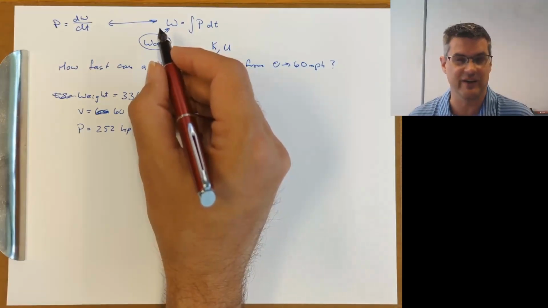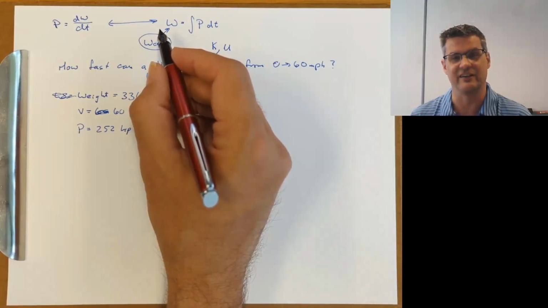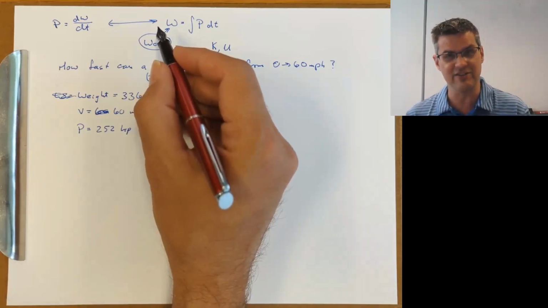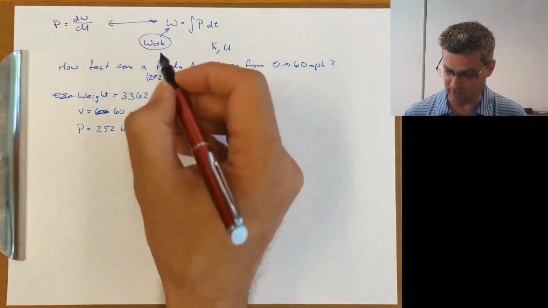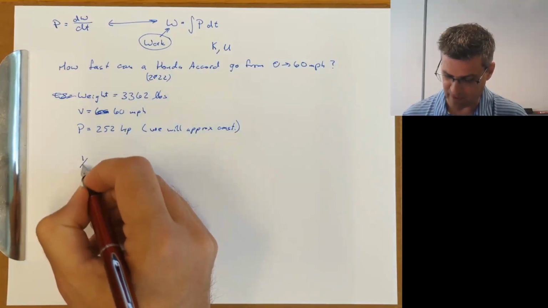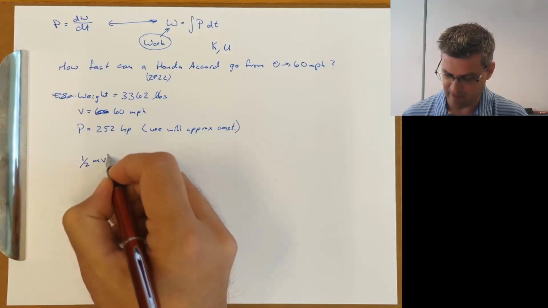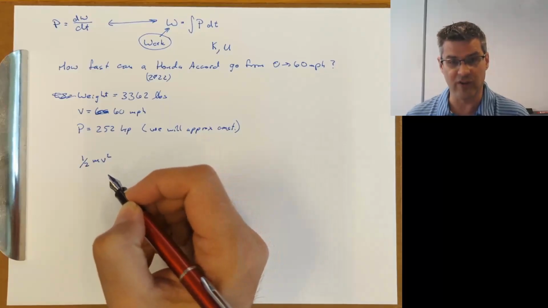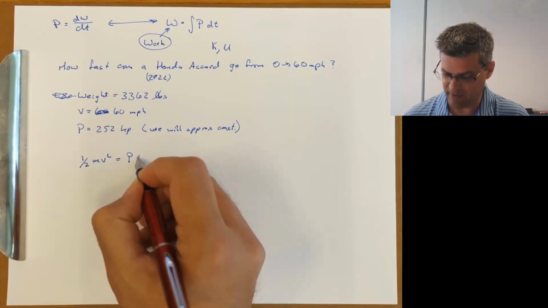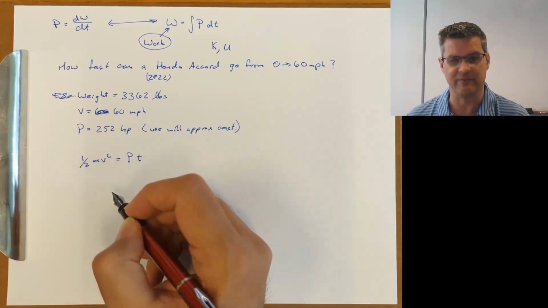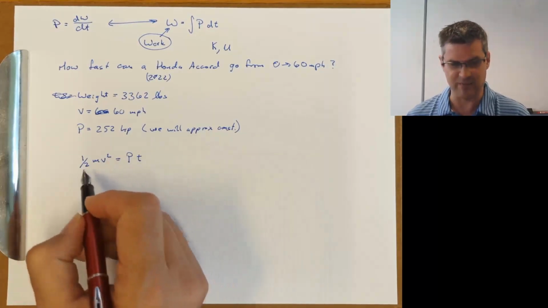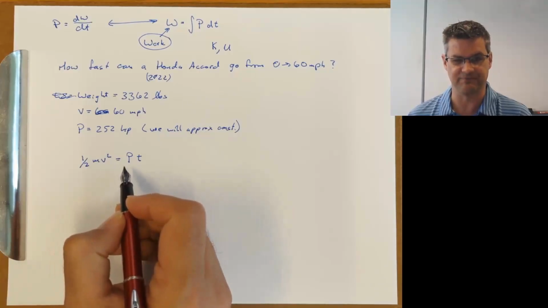We're not going to store any potential energy in compressed springs or things like that. We're going to change the kinetic energy of the Accord. So when we are doing work, we're going to find out that 1/2 mv squared worth of energy is related to the integral of power over some time. And if we're assuming a constant power over that time, this is a perfectly valid relationship.